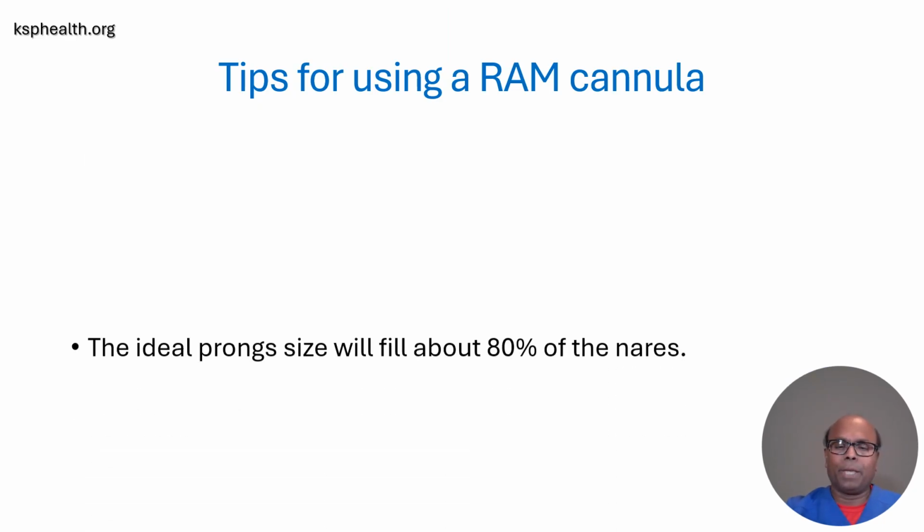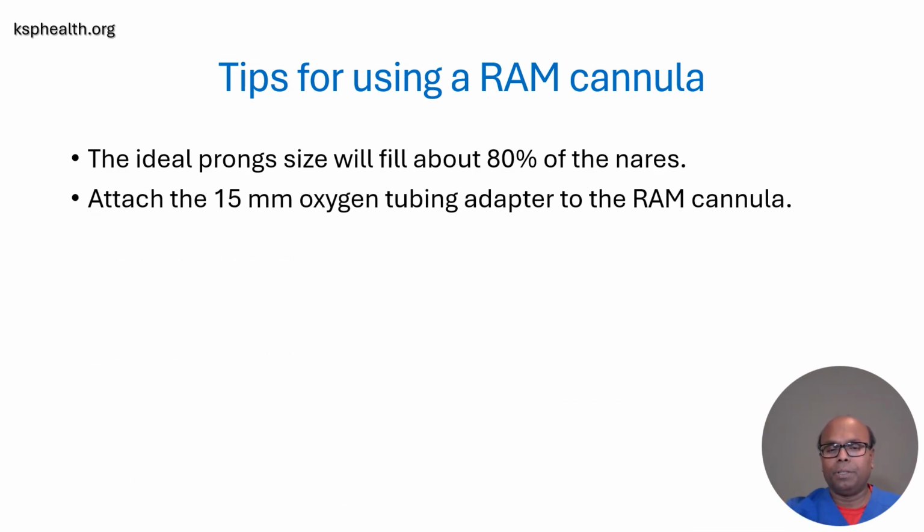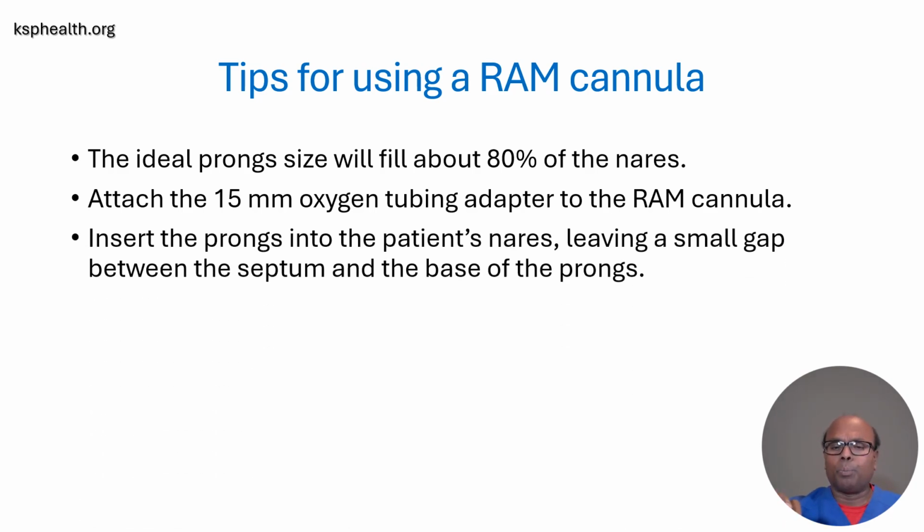Tips for using RAM cannula. The ideal prong size will fill about 80% of the nares. Attach the 15 millimeter oxygen tubing adapter to the RAM cannula. Insert the prongs into the patient's nares, leaving a small gap between the septum and the base of the prongs.